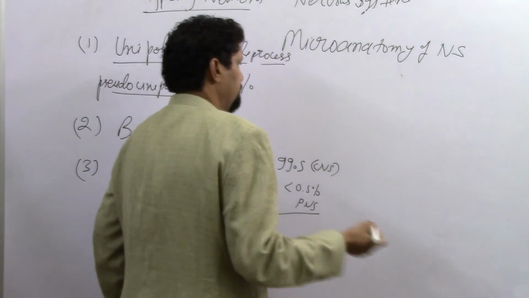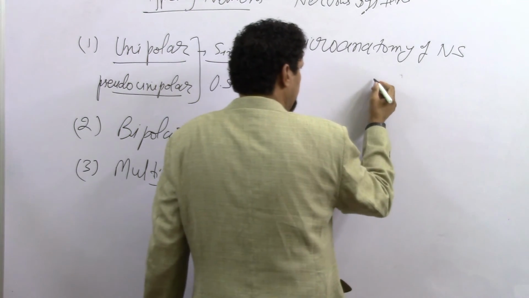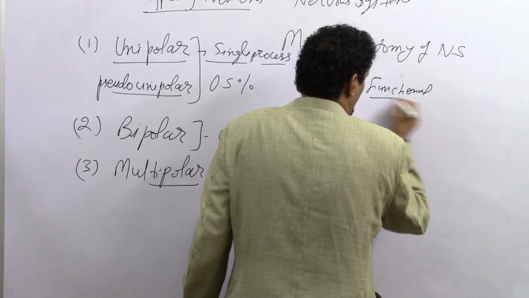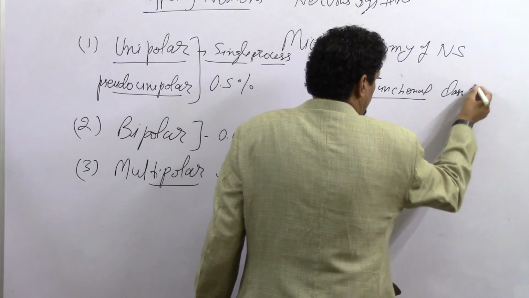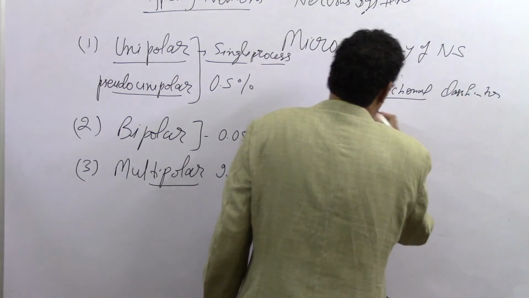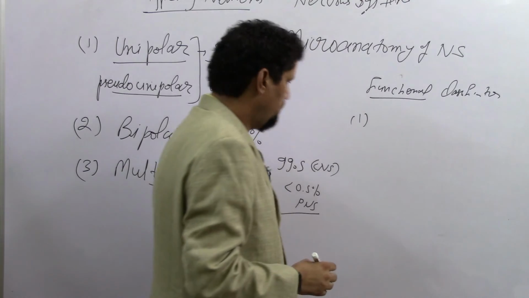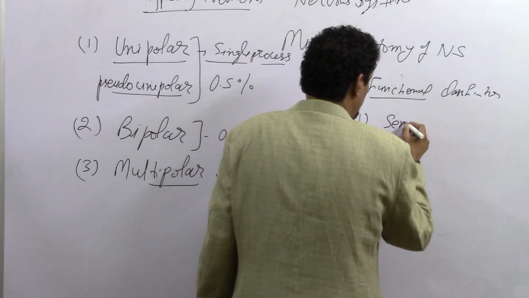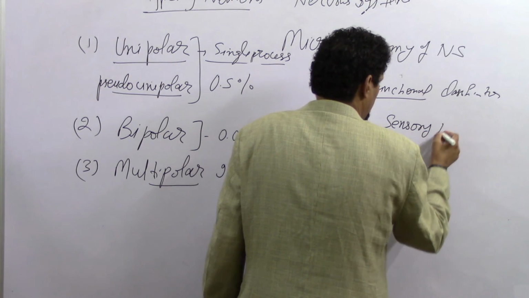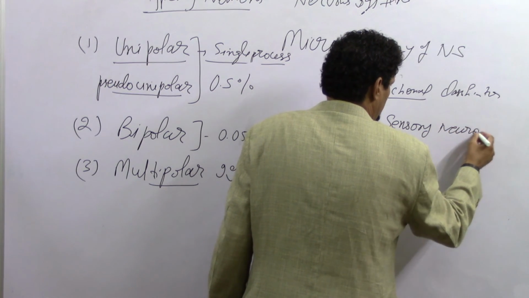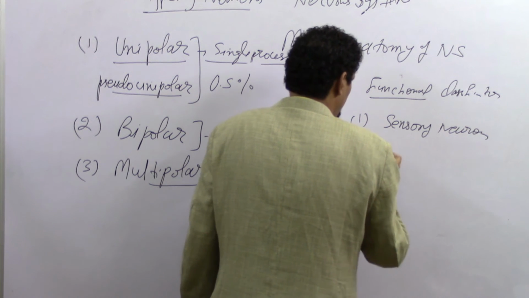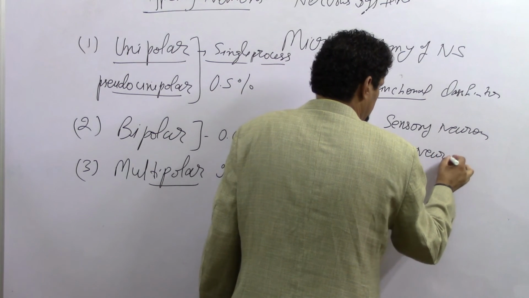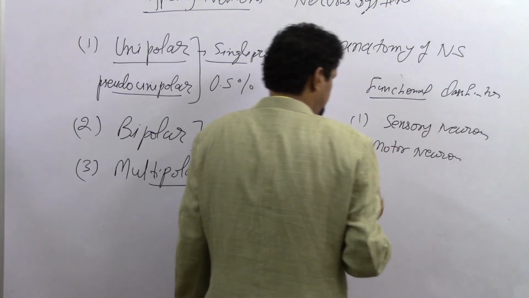Now I will deal with the functional classification of the neurons. There are three types of neurons. Functionally, these are the sensory neurons, the motor neurons, and the interneurons.